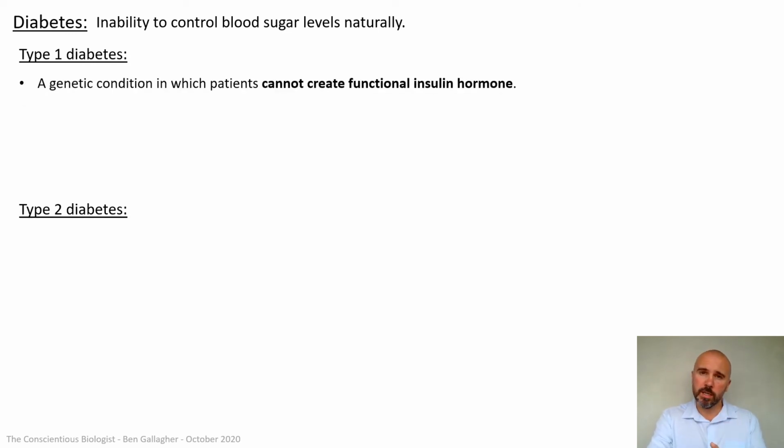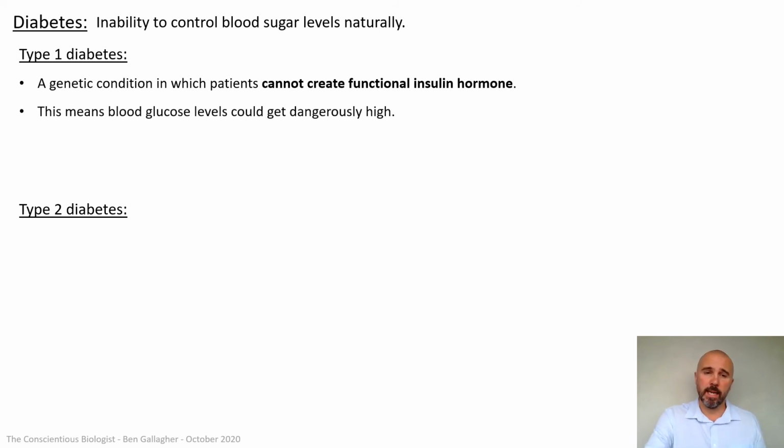In type 1 diabetes, it's a genetic condition. In that form, patients cannot create functional insulin hormone. Either they don't have the correct cells in the pancreas to make it, or they make the protein wrongly. The gene for insulin isn't correct, so the protein they make isn't the right shape, so it can't lock into the receptors on the muscle and the liver cells, so it just doesn't function. Whatever the reason, type 1 diabetics cannot make functional insulin. That's the most important thing to remember.